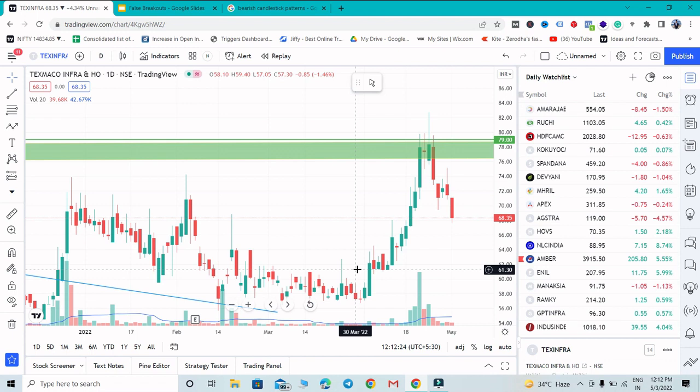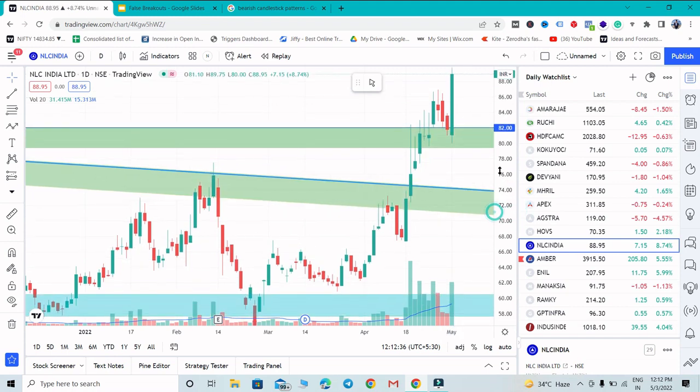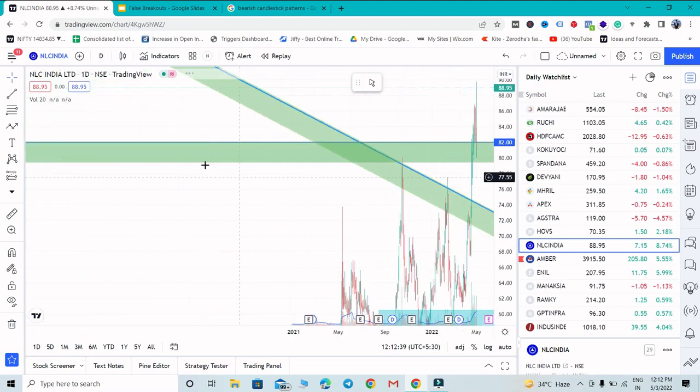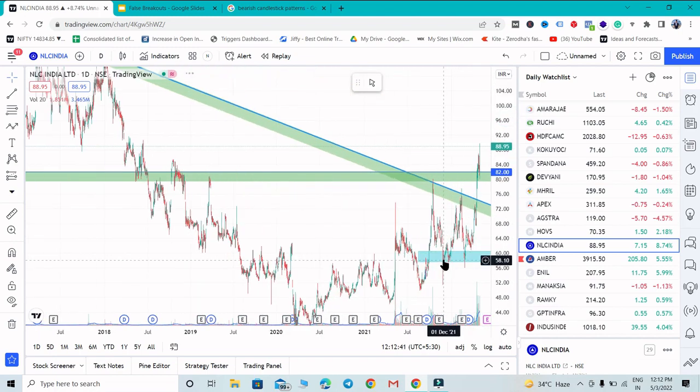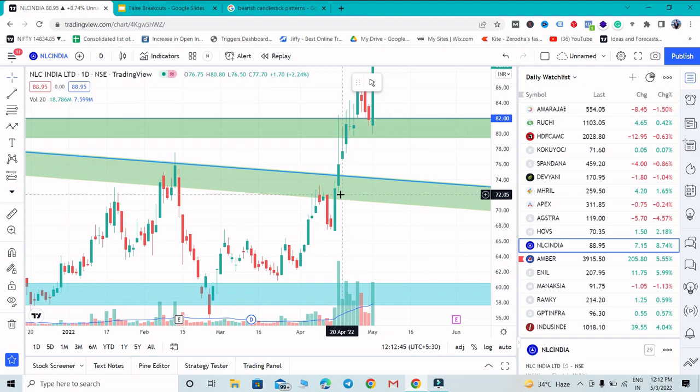Okay, so if there are volumes coming in during the breakout, then there are high chances that it would be a successful breakout. All right, so here we'll just look at an example. As you can see, I already showed the chart of NLC India, and this is the day when NLC India had broken out over here, on 19th April.